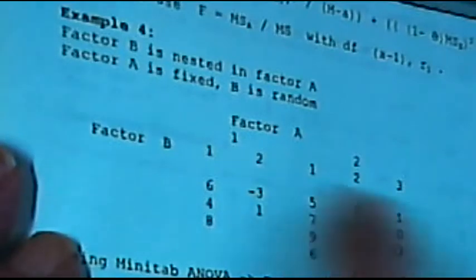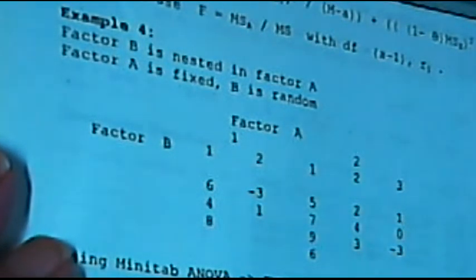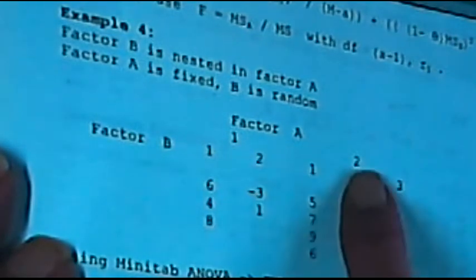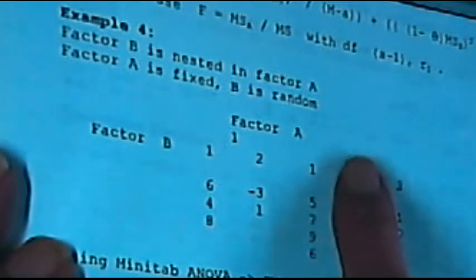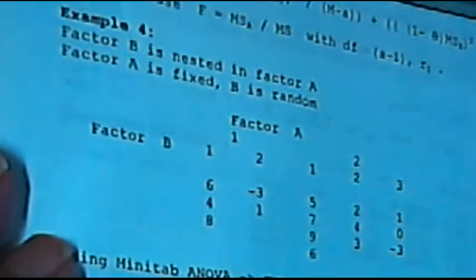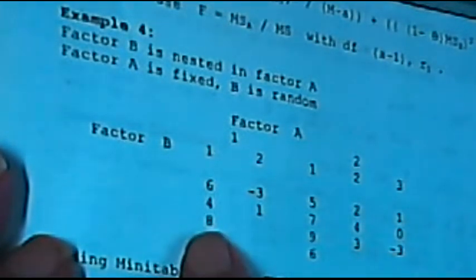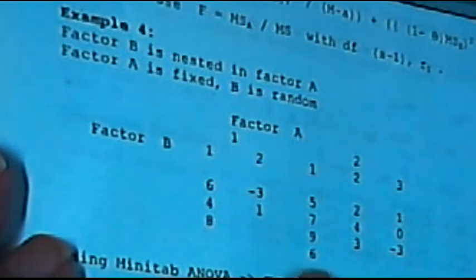Okay, so now in this handout, I want to have factor B nested in factor A. Factor A is fixed, factor B is random, and here's the data. Factor A has 2 levels, 1 and 2. Factor B has 2 levels when A is 1, and 3 levels when A is 2. So it's not balanced that way. And then in each cell, I have a different number of observations: 3 observations in the first cell, 2 in the second, 4 in the next, and so forth. So we have quite a bit of unbalance in this data set, but it's a nested situation. B is nested within A.